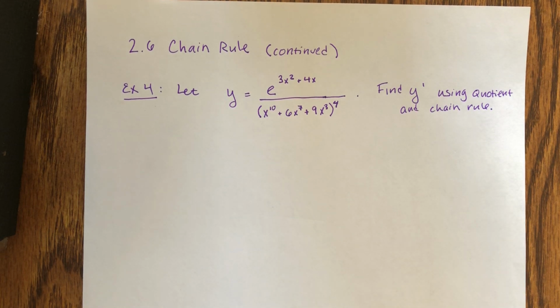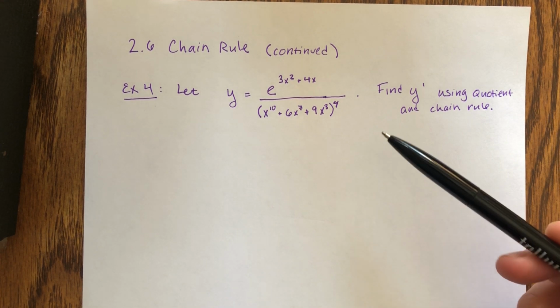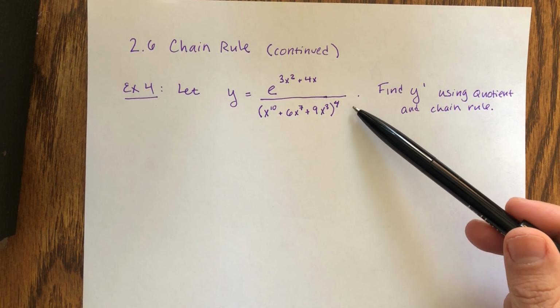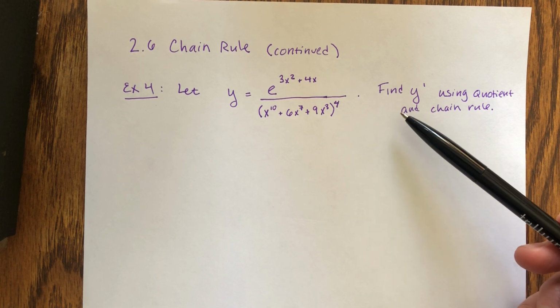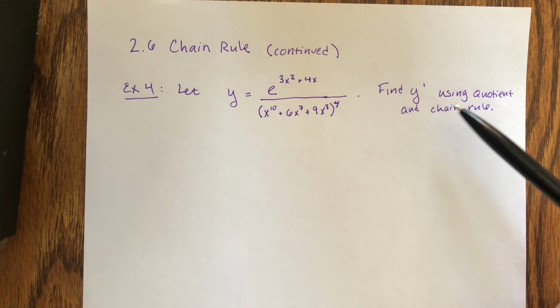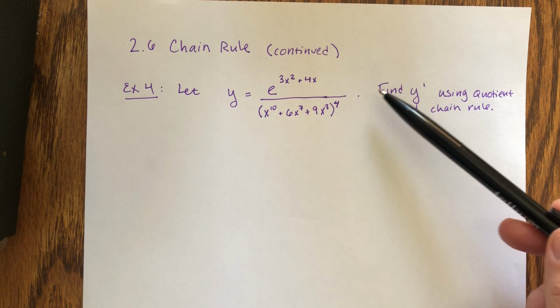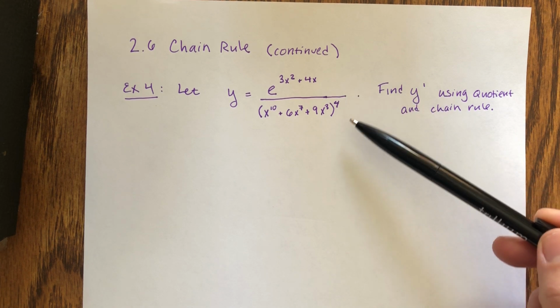So we're going to look at one last example of using the chain rule to find a derivative. Now we're going to actually find the derivative of this function y in two different ways. So the first thing that we're going to do is to try and use the chain rule along with the quotient rule to find this derivative, right?